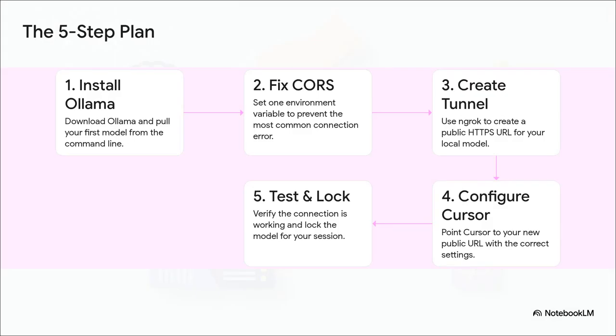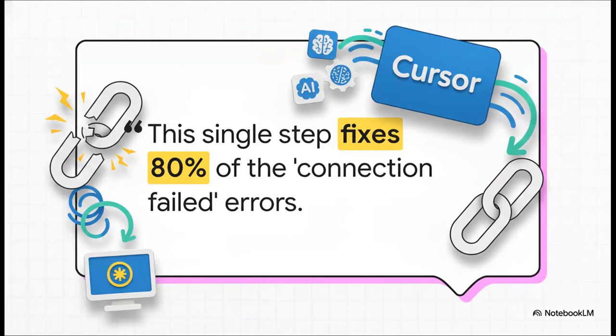So here's our 5-step battle plan. We're going to install Ollama and pull down a model. Then, and listen up, because this is the most important part, we are going to fix the cores issue before it even has a chance to bite you. Then, we'll set up that public tunnel with ngrok, get Cursor configured, and finally, test everything to make sure it's actually working. Seriously, pay close attention to this part.